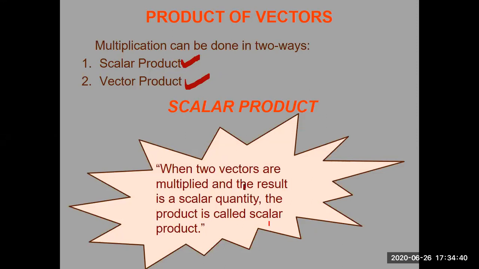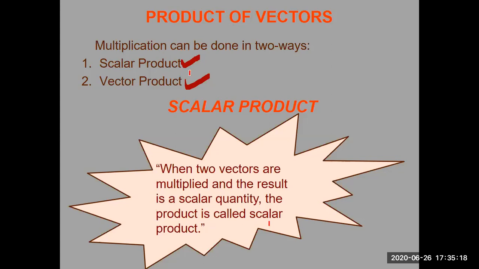The concept of a scalar product is that when two vectors are multiplied and the resultant is a scalar quantity, the product is called scalar product. What is an example of scalar product? Suppose you are given force. This is a vector, and when you apply a force on any object, it covers some displacement. Displacement is also a vector. When you multiply these two, you get a scalar quantity. That is work done. So there is a dot written between the two quantities.